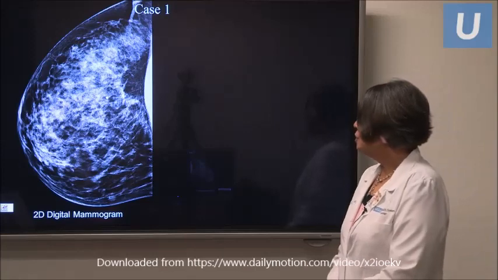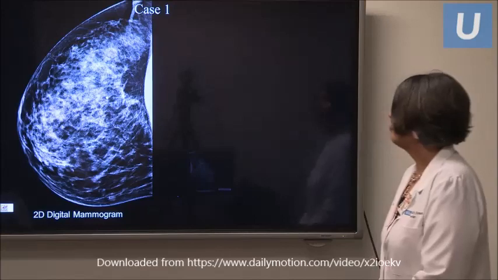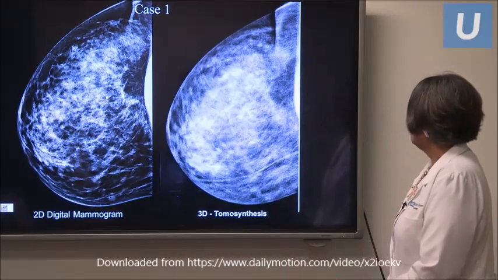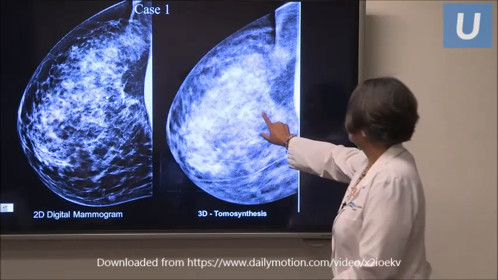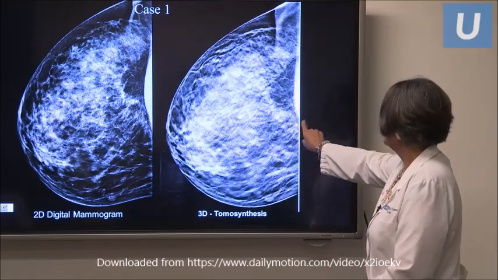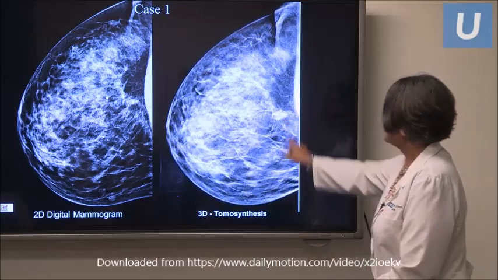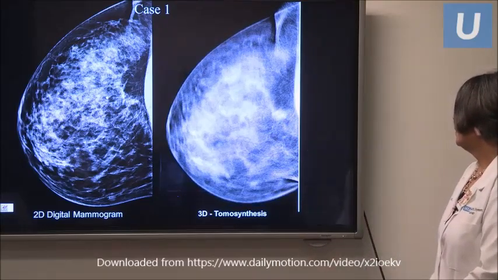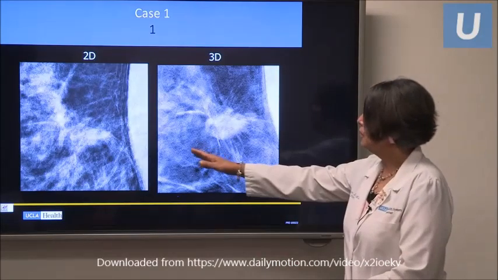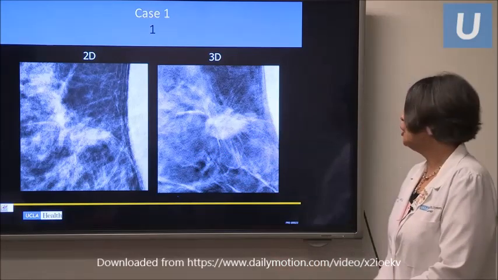This is an example of a 2-dimensional mammogram. There is an abnormality there. There's a marker here, so I want you to keep your eye there. And in this image, I'm going to touch the screen. Begin to see, slowly but surely coming into view, there's a mass here. I'm going to give you the magnified view. This is the 2-dimensional view, and then this is the 3-dimensional. This is the slice that actually showed it the best.